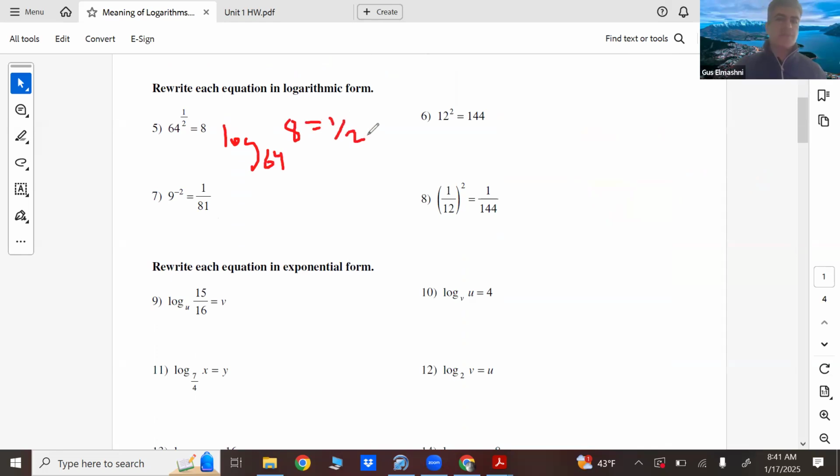That one's a little more strange, but if you think about it, what we did prior, 64 to the 1/2 does equal 8. The square root of 64 is 8. So that's how you rewrite it. Try it for 6, 7, 8 now. So you want to write the same way.